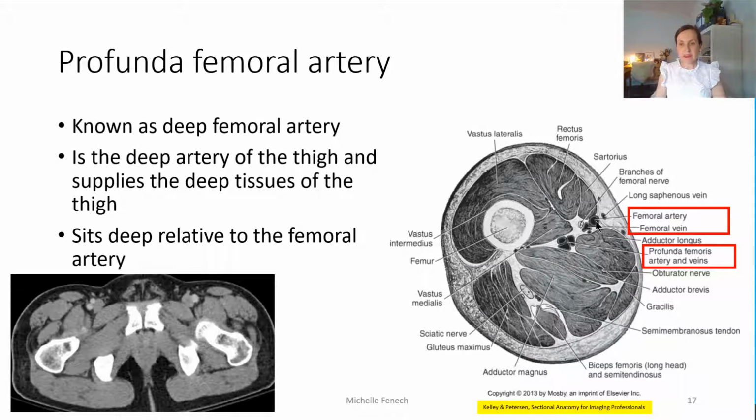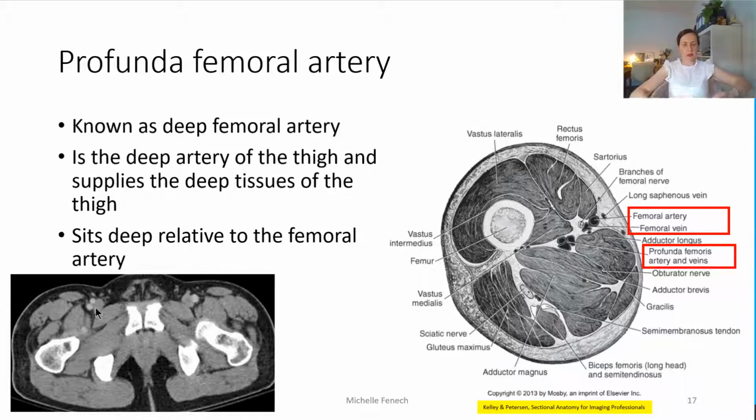Now we have a femoral artery and femoral vein, and then we have the profunda femoral artery, which is going deep. So you can see this is superficial here and this is deep down to the femur. So you can see the femoral artery is superficial relative to this profunda, which means deep femoral artery. So if you can't remember the word profunda femoral artery, remember deep femoral artery. It just sits deep relative to the femoral artery, and this is where it's dividing here. That's our femoral artery and that's our profunda femoral artery.